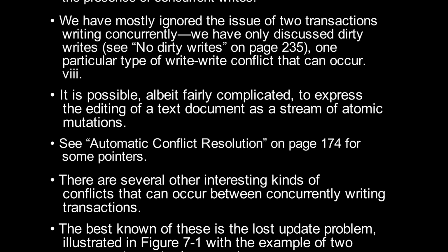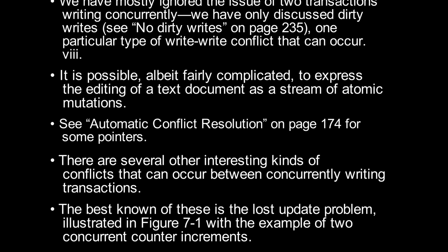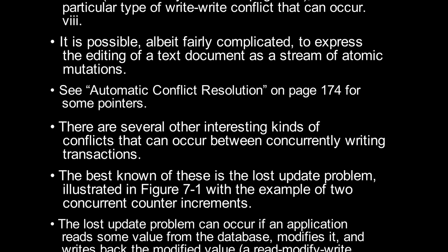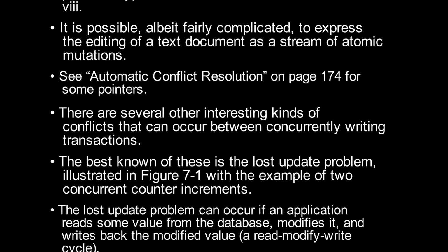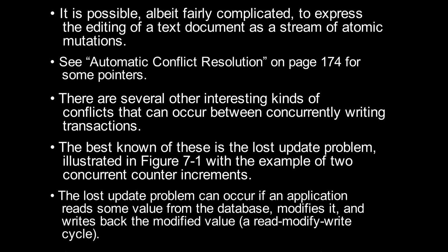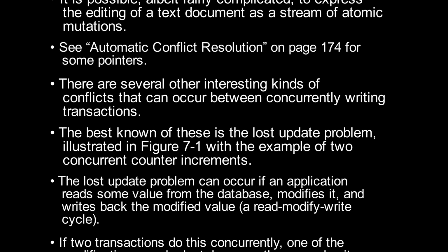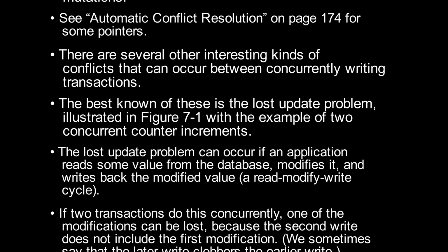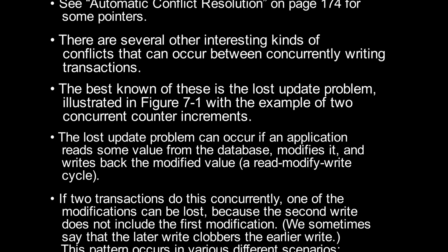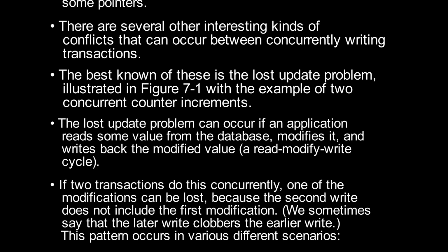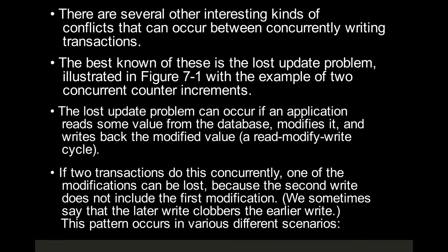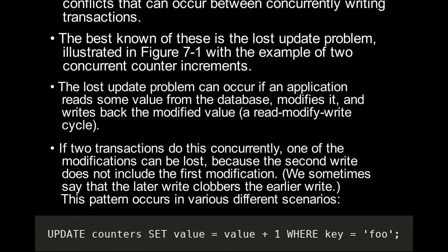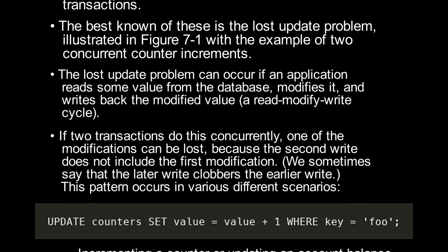There are several other interesting kinds of conflicts that can occur between concurrently writing transactions. The best known of these is the lost update problem, illustrated in figure 7-1 with the example of two concurrent counter increments. The lost update problem can occur if an application reads some value from the database, modifies it, and writes back the modified value, a read-modify-write cycle. If two transactions do this concurrently, one of the modifications can be lost, because the second write does not include the first modification. We sometimes say that the later write clobbers the earlier write.